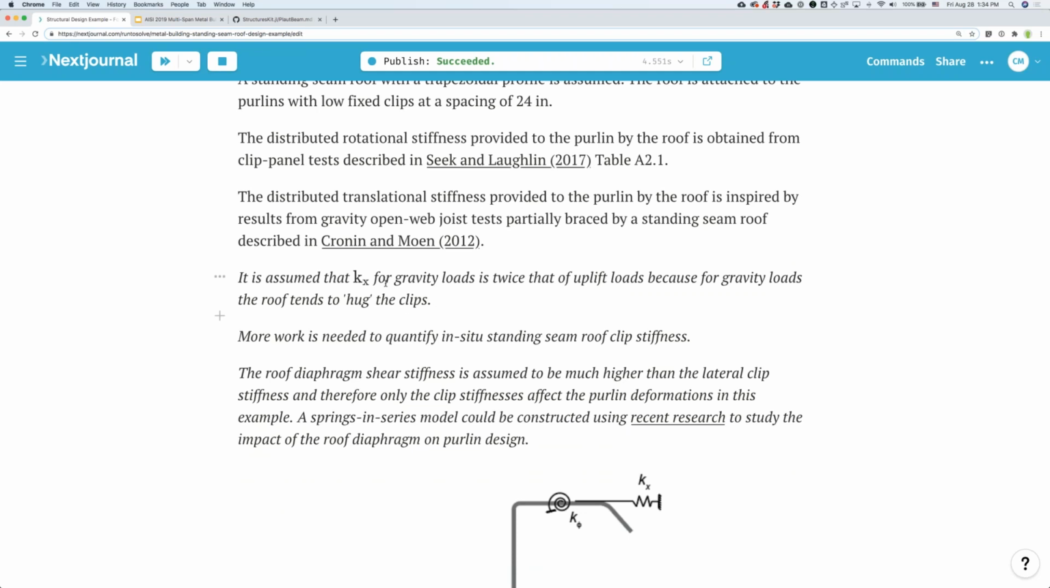One assumption that we made here is that the lateral stiffness for gravity loads is twice that of uplift loading. If you've done pressure box tests of these standing seam roofs, you know that there's hugging for gravity loads, but that hugging doesn't necessarily exist for uplift loads. And so I found it reasonable to not use the same stiffness for both.